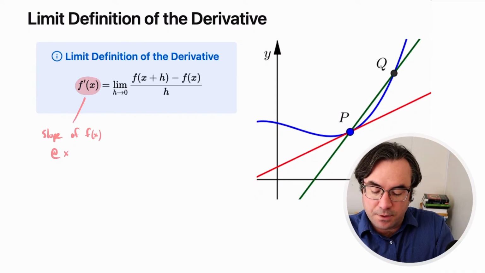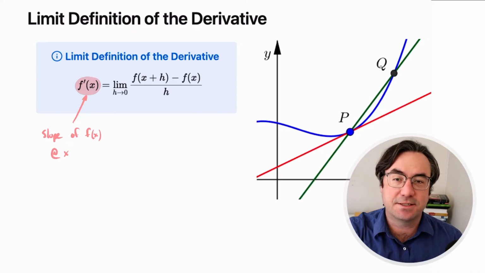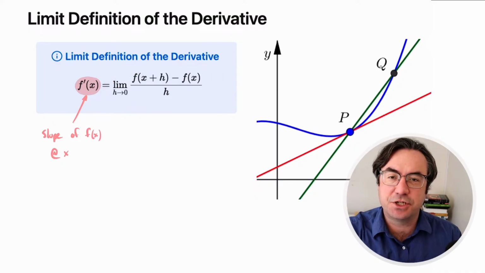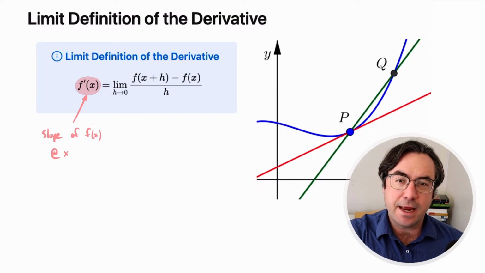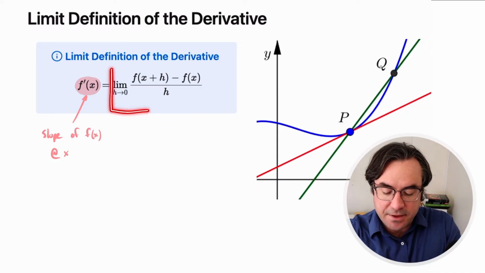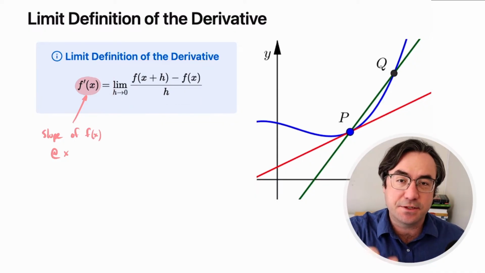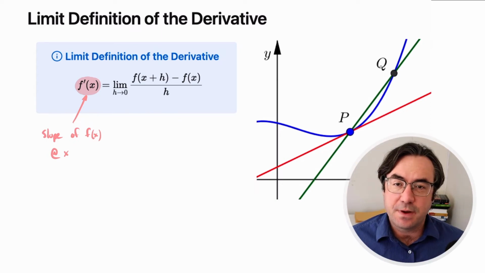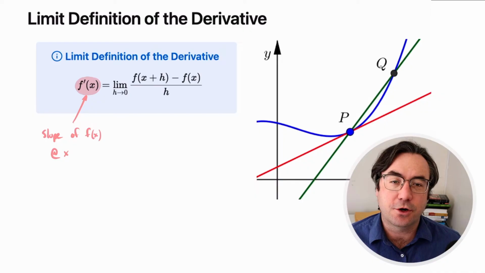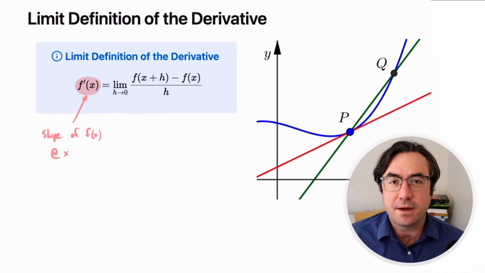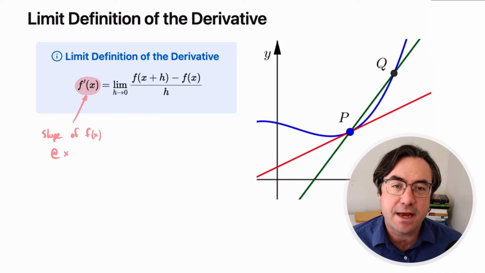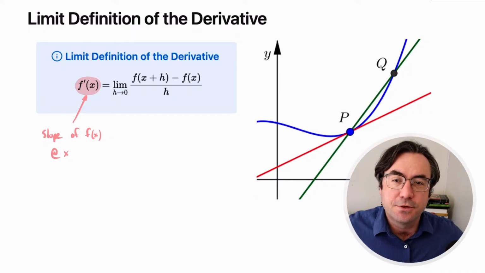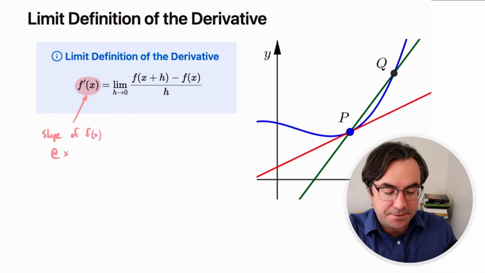So it gives us the slope of our function at x. All right, so we have this limit definition of derivative. And this is telling us how we can actually calculate from this construction our derivative, how we can figure out the slope of our curve. And it really comes from this idea of drawing a secant line and then sliding that point Q closer and closer to point P.